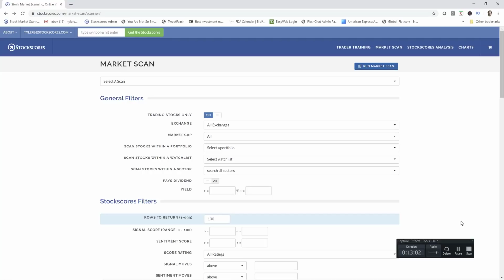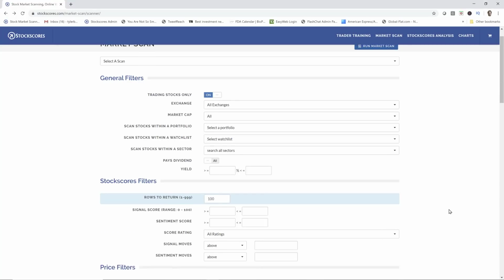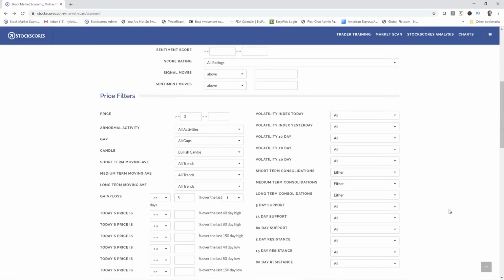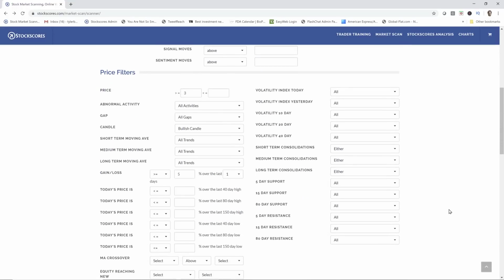So we can jump over to the market scan tool, and I've started to set this up already. You can see here that we have activated certain filters. Let me just highlight them for you. So I've set price to greater than $3, no particular reason, that's just what I chose, but you could select between 1 and 5 or greater than 10, that's totally up to you. Candle, I've set to bullish candle. And then here's one of the keys: gain/loss greater than 5% over the last 1 day. So in other words, stocks that had a good day on Friday that made gains.